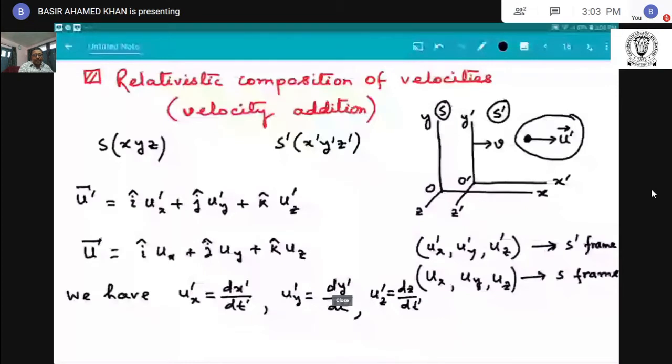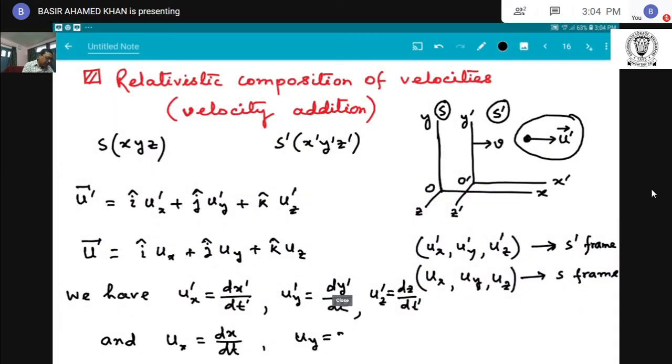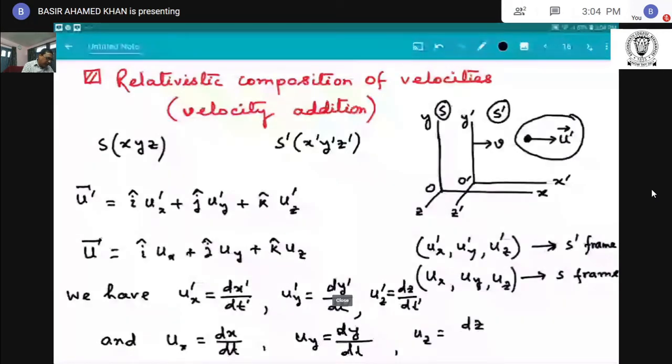And ux equal to dx by dt, uy equal to dy by dt, and uz equal to dz by dt.